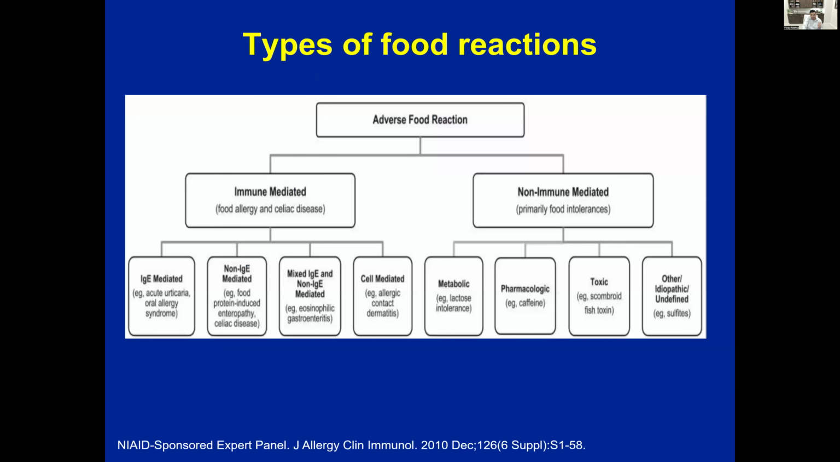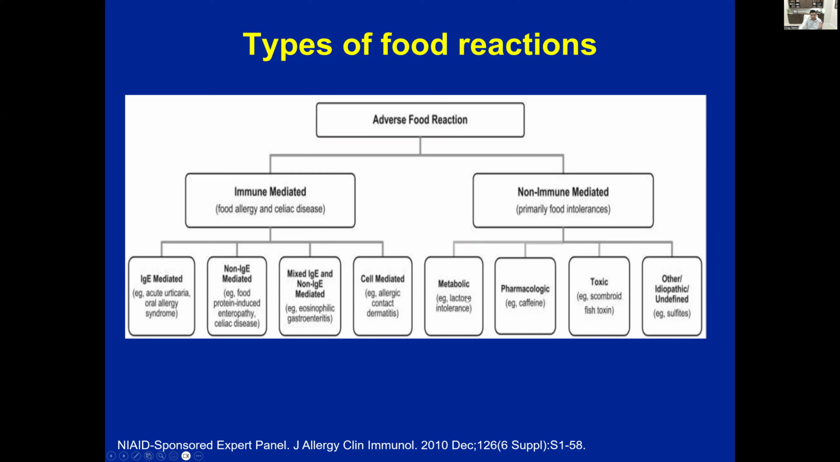Okay, so here's a table. Again, you're talking about adverse food reactions. So you have immune mediated, and this is what we call, quote unquote, food allergies. And then you have non-immune mediated. Non-immune mediated is where the immune system is not involved. For example, lactose intolerance has nothing to do with the immune system. So that's a food intolerance.